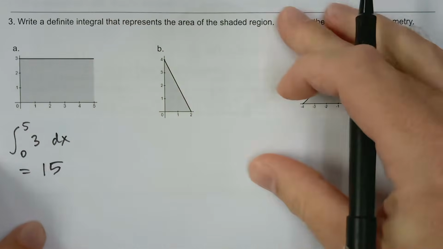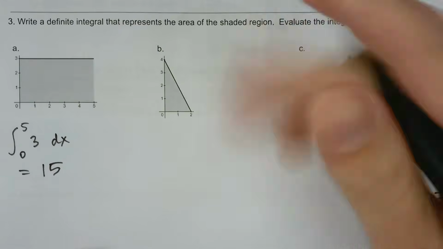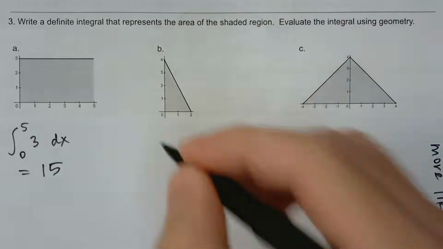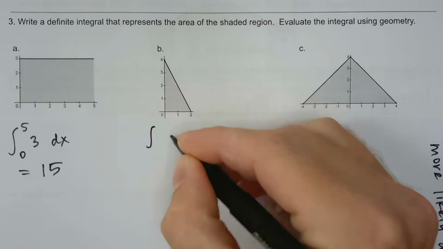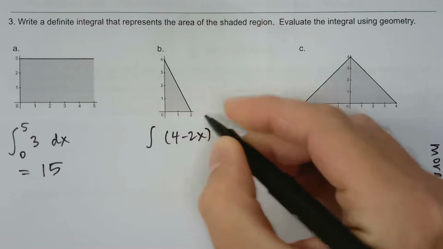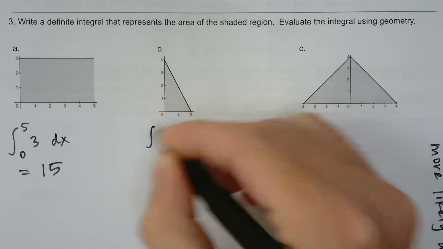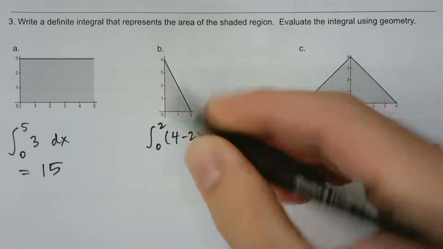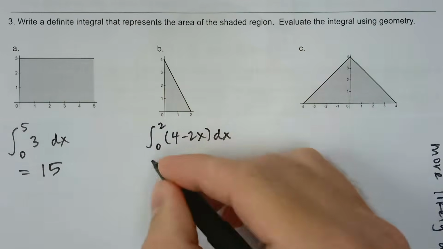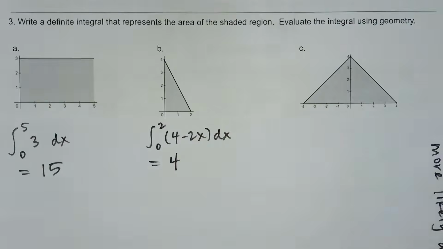Okay, next one is a line going downhill. So it's starting at 4, and it looks like the slope would be negative 2. So that's going to be 4 minus 2x, and x is going from 0 to 2. Okay. 1/2 base times height, 2 times 4 is 8, divide by 2, that would be equal to 4.